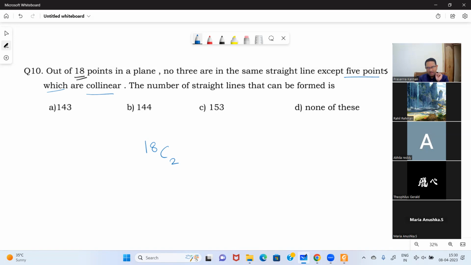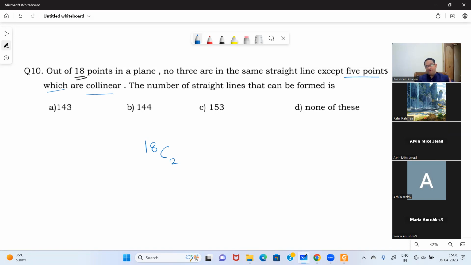When I did 18C2, I would have included those 5 points as being non-collinear and done the sum, correct? So right now when I say 18C2, I would have wrongly taken all those lines to be different lines, correct? So those 5 points which are collinear, how many straight lines would have been formed because of them?